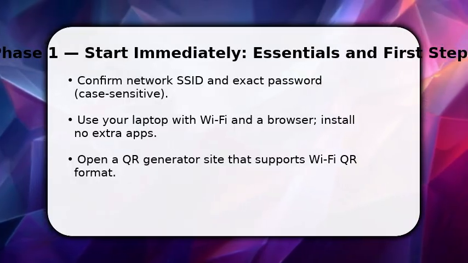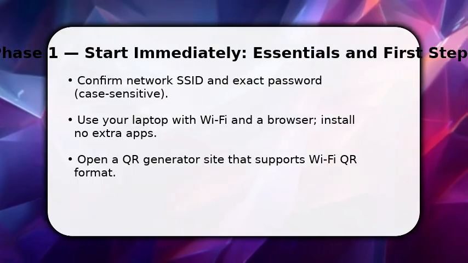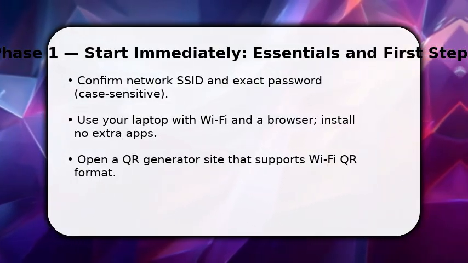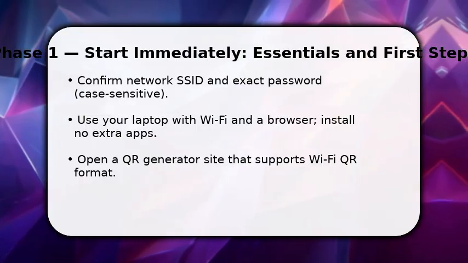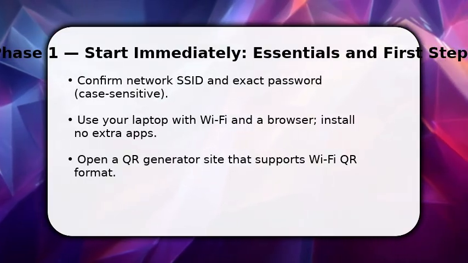You start by confirming the SSID and the exact case-sensitive password. Make sure you have admin access if required. Once done, open your laptop's browser and pick a QR generator that explicitly supports Wi-Fi network encoding.